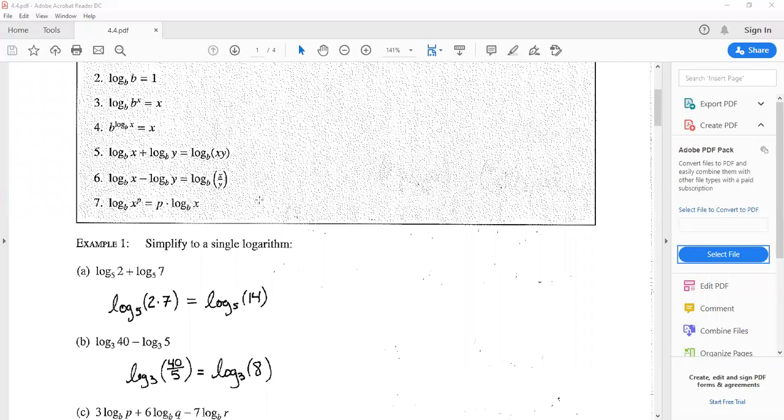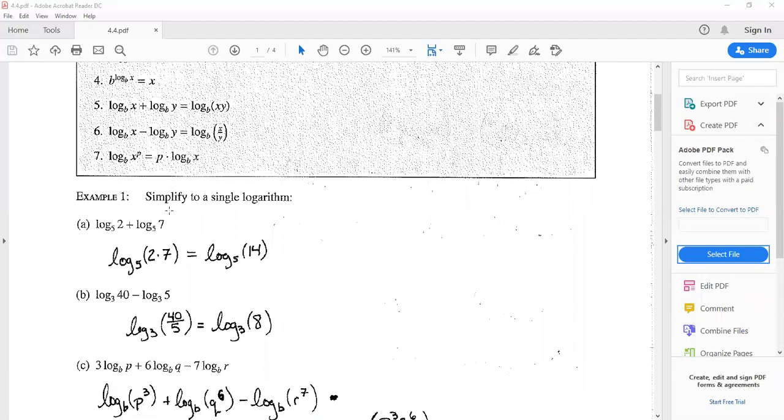So let's see it in action, and then maybe we can discuss why these three are true. They first ask us here to simplify these to a single logarithm. So they give us log base 5 of 2 plus log base 5 of 7. Well, by rule 5, this one will simplify to log base 5 of 2 times 7, which we could write as log base 5 of 14. And the next one, they give us log base 3 of 40 minus log base 3 of 5. And by rule number 6, this one should simplify to log base 3 of 40 divided by 5, or rather log base 3 of 8.